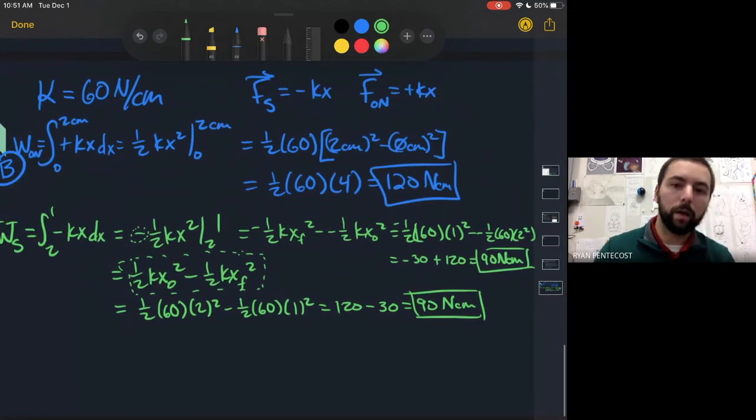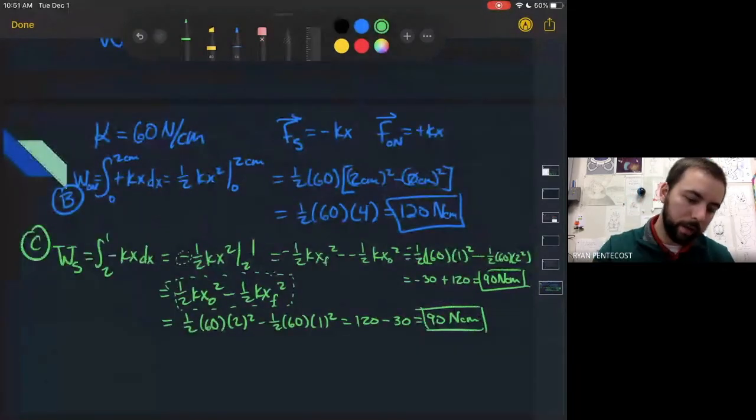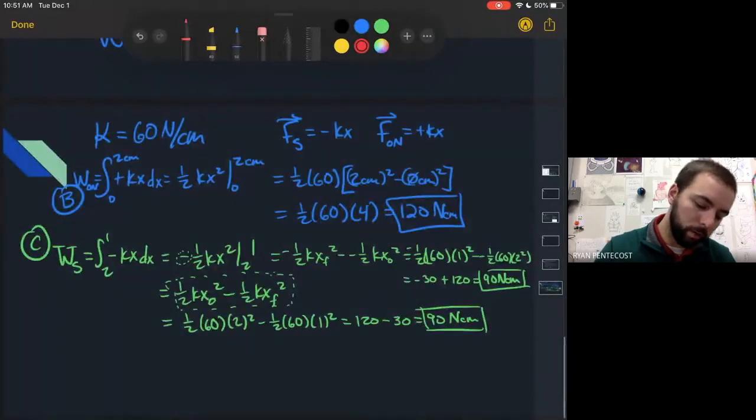So that's how much work is done by the spring to decompress from 2 to 1. Okay. Now, let's do part D. How much work is done by the spring decompressing from 1 centimeter to equilibrium?